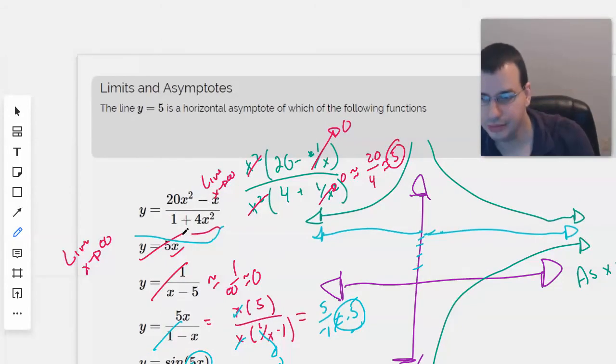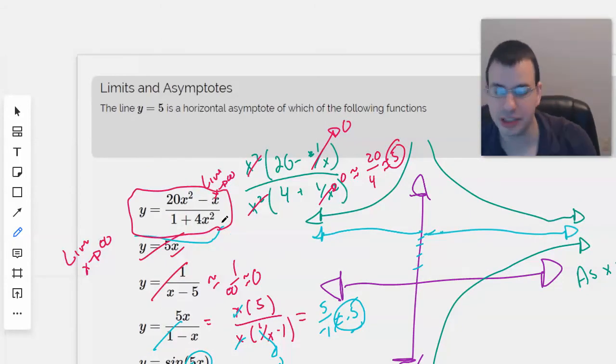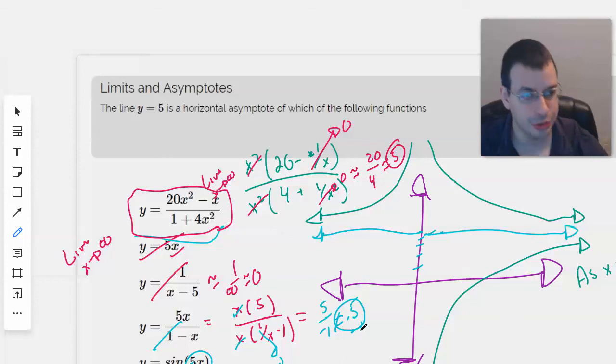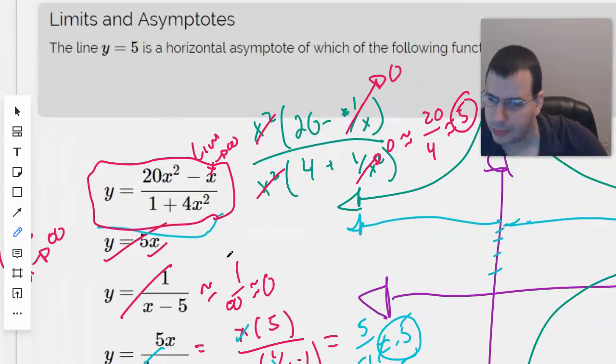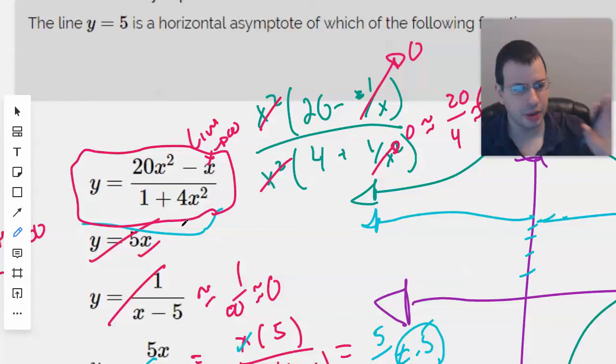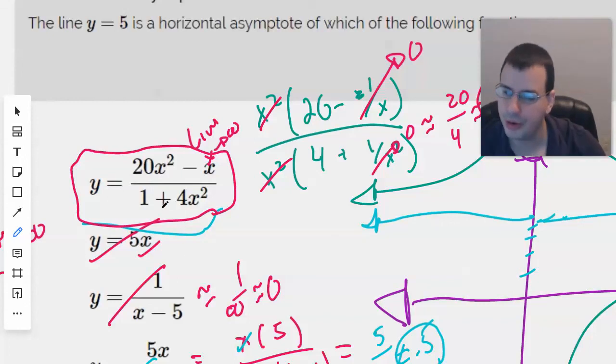This one, as x approaches infinity, will approach 5. Approach but never quite reach. I think it would probably approach from the bottom, because if you put 0 in here, you get 0 over 1, which is 0, so it starts at 0. So it probably starts at the bottom.